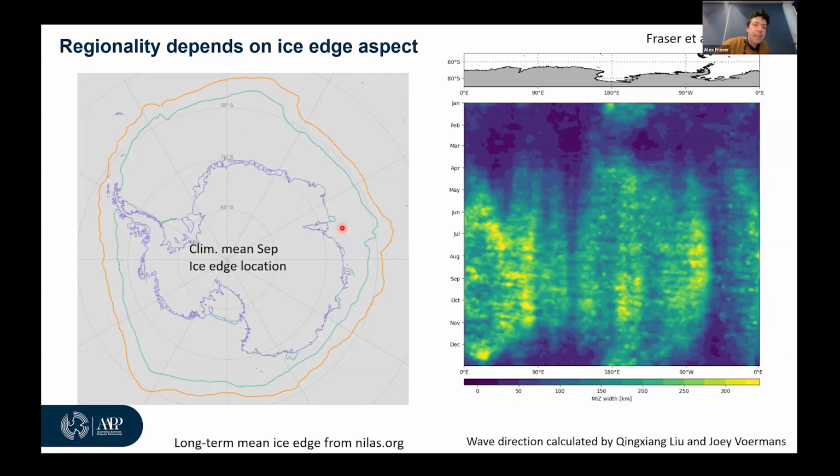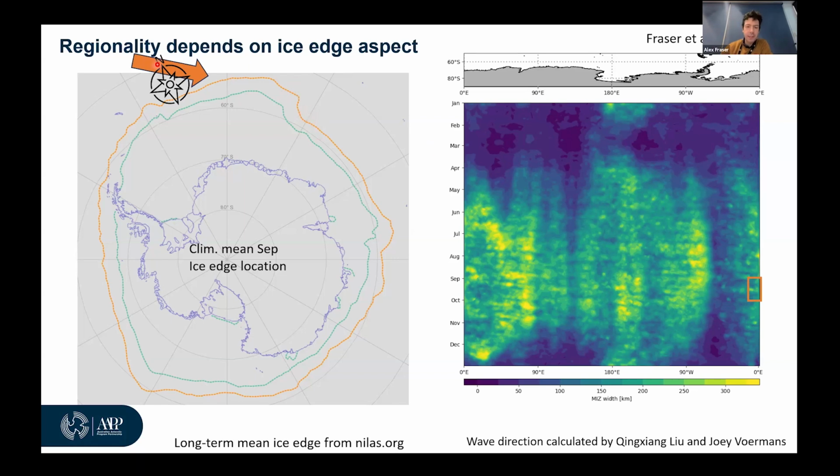Now, if we look at the shape of the ice edge, my argument here is that the regionality depends on the aspect of the ice edge. Whether that ice edge is facing slightly towards the west or slightly towards the east has a big effect on how deep those waves can penetrate. Because if we've got waves coming from the west-northwest impinging on an ice edge which has a slightly westerly aspect, then that wave energy is going to enter the pack ice. And you can see that here. In this region, we have waves intercepting that pack ice. It's not orthogonal, but it's more orthogonal than you would get on this side, for example.